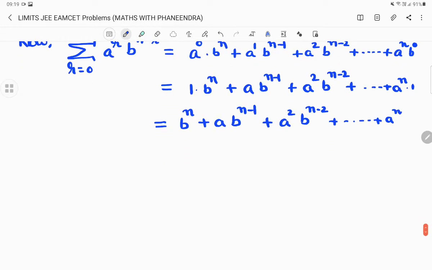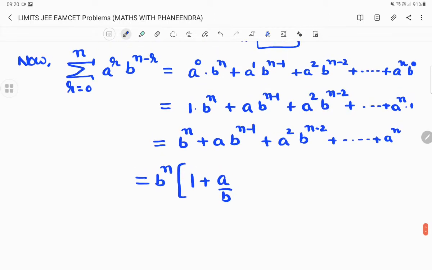In every term, b power n combination is there now. So b power n I am taking common, which is equal to b power n times 1. If you take out common b power n here, the rest of the terms: a into b power n minus 1 means b power n by b, into b power n. So ultimately a by b will come. So just a simplification. After that again I will wrap it.